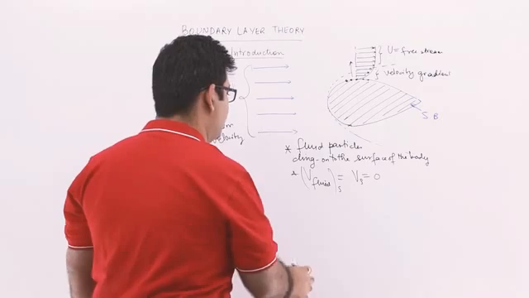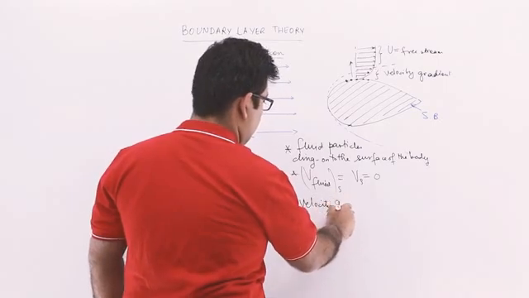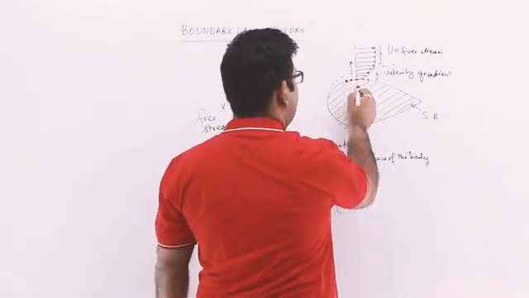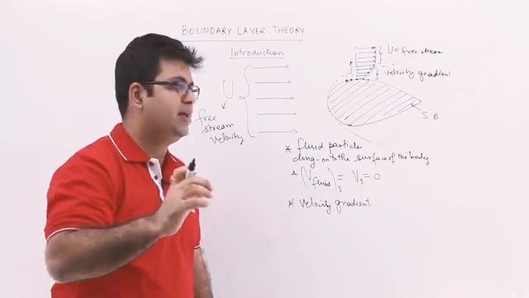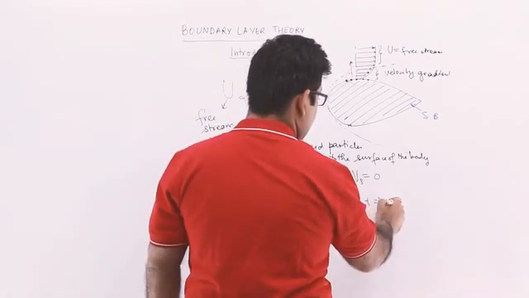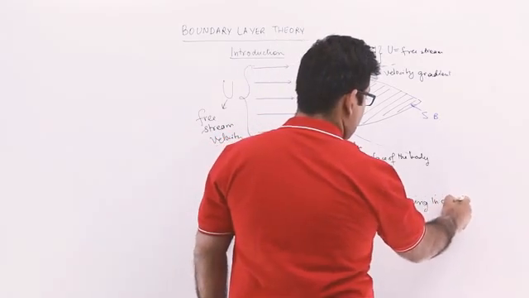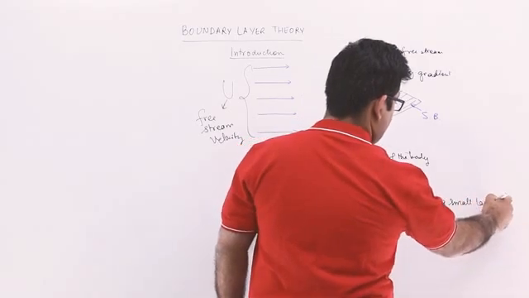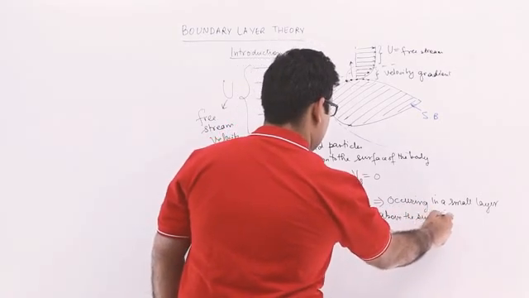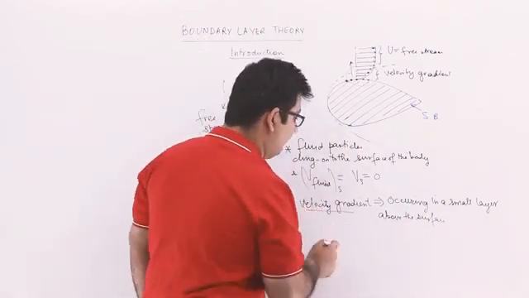So this again gives us a generalization that this velocity gradient exists only for a small portion above the surface. The velocity gradient is occurring in a small layer above the surface of the body, and beyond this, the velocity gradient will vanish.